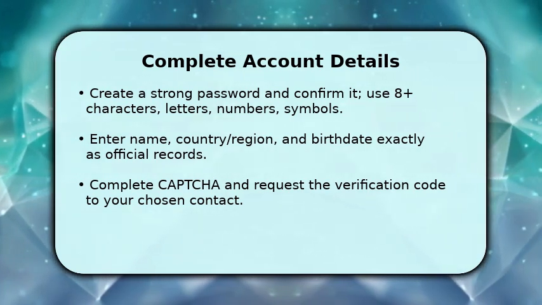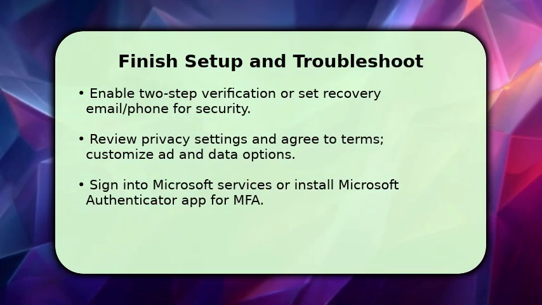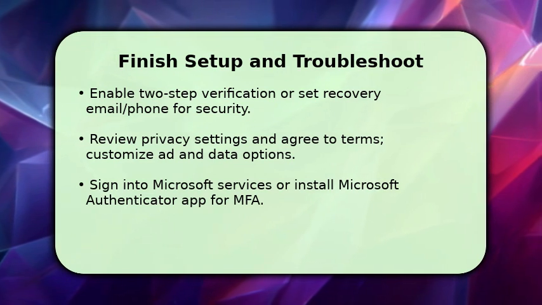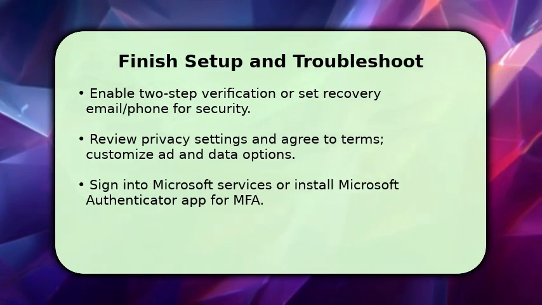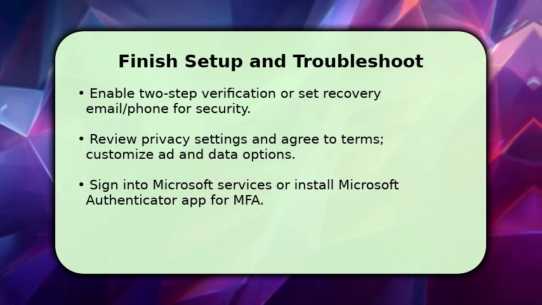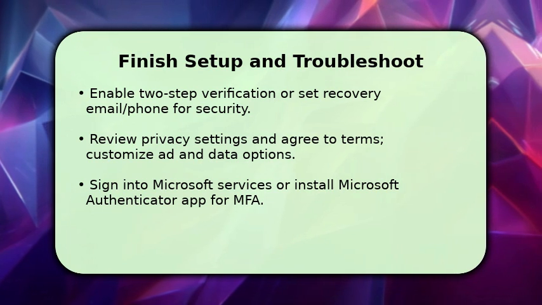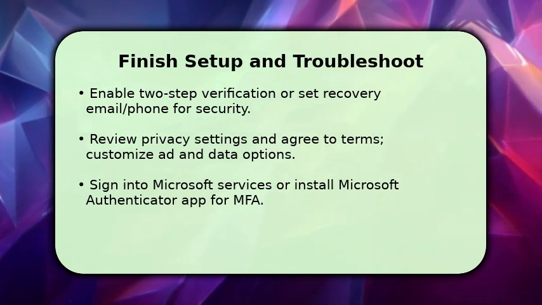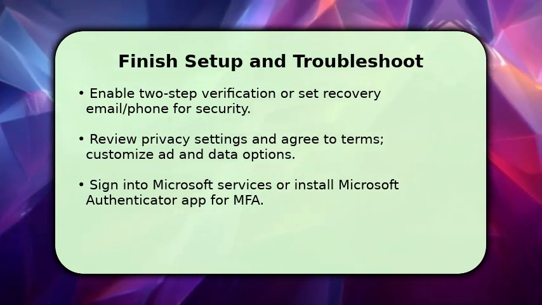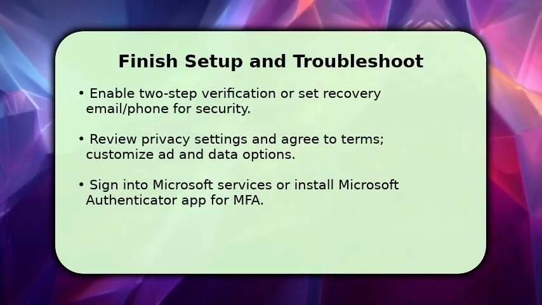To finish, enable two-step verification or at least add a recovery email and phone. This prevents lockouts. Review privacy and ad preferences so your settings match your comfort level, then accept the terms to activate the account. Install Microsoft Authenticator for faster multi-factor login if you want extra security.